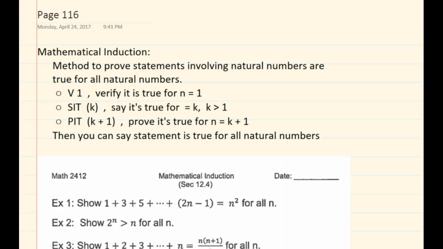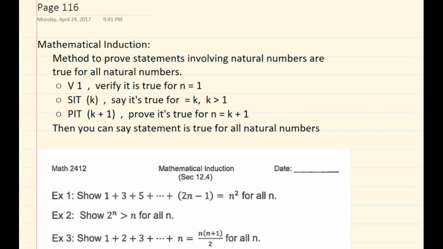V1 is when we verify that it's true for n is equal to 1. Sit is when we say it's true when n is equal to k. And pit is when we prove it's true when n is equal to k plus 1. And after we have done these three steps, then we can say that the statement is true for all natural numbers. So the best way to do this is to actually jump into some examples.